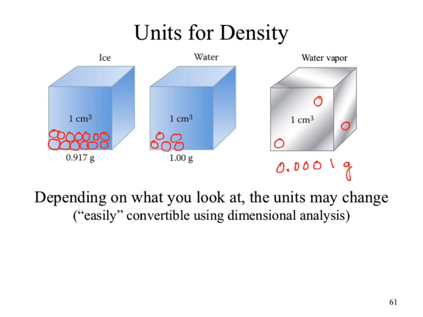For water, that was awesome. It was 1, nice and easy. For ice, it was 0.917. Okay? Effectively, 1. So we could deal with that. 0.0001. Is that the same thing as 1? Okay, well, I could make it look kind of like 1 by doing what? Scientific notation, which would be 1 times 10 to the, not fourth, negative fourth.